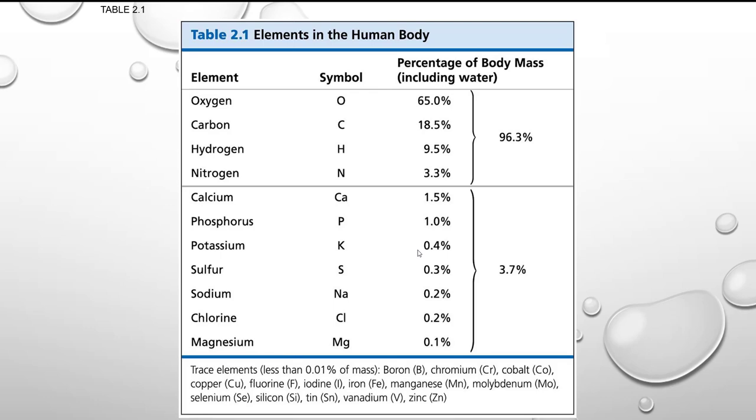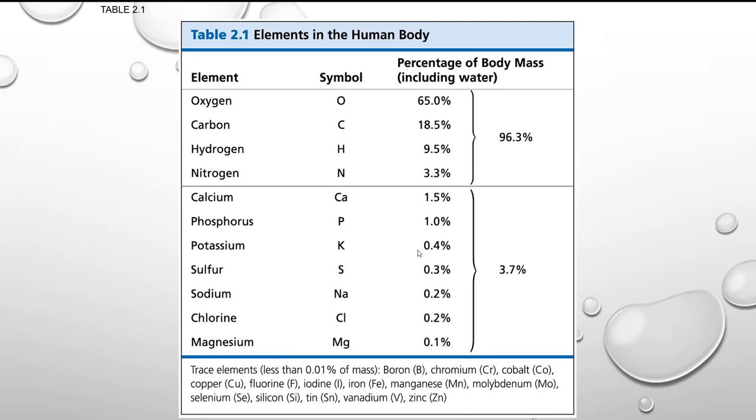Okay. Now you can see some of the other ones that are also pretty important, like potassium and sulfur and sodium and chlorine and magnesium. So they round out the other, 11 do we have total up there? Something like that. All right. And again, just look at the first 6. You don't need to memorize everything there.